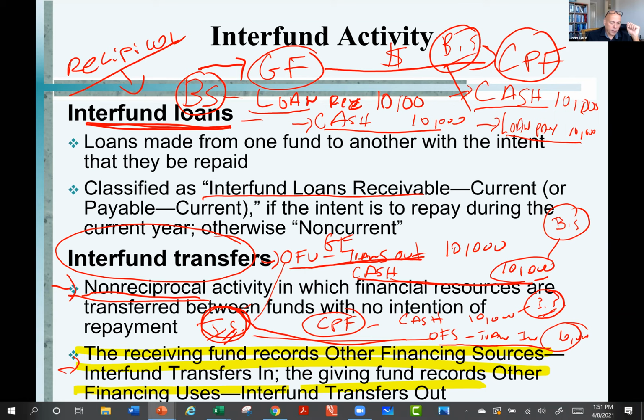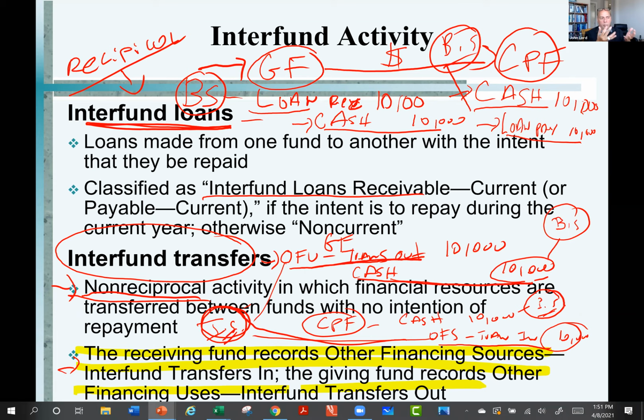Question? Yes, Professor, I have a question. For interfund transfers, does it show on the government-wide statement? No, government-wide statement, interfund transfer is the kind of thing that would be eliminated.